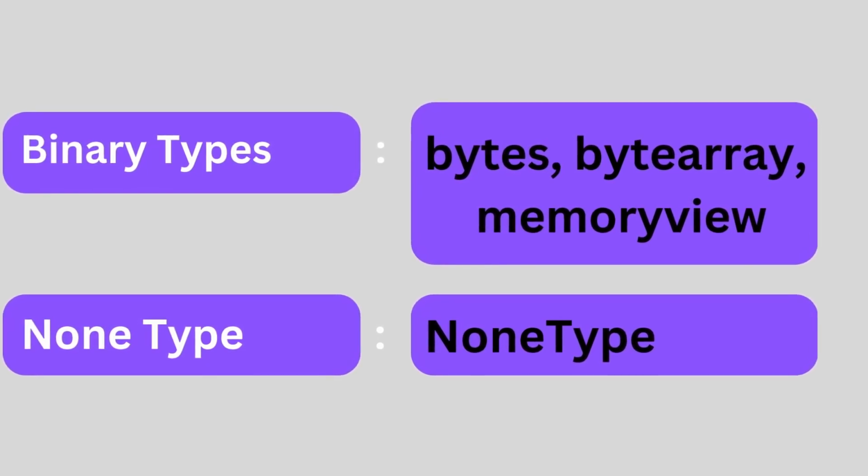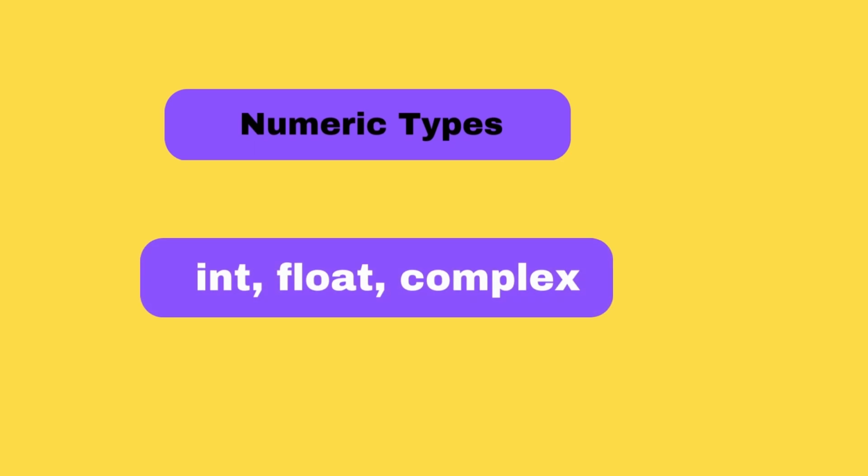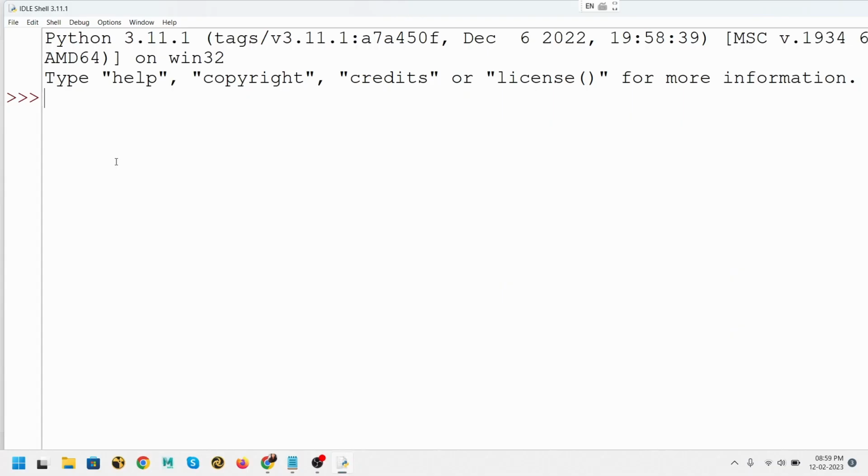So right now we are focusing on the numeric type, which includes integer, float and complex. Let's see what it is. So let's open our IDE. Here we have x equal to 2. It's an integer value. We already know what an integer is. And now another variable y equal to 4.5, and it's a float number because it includes a decimal point.